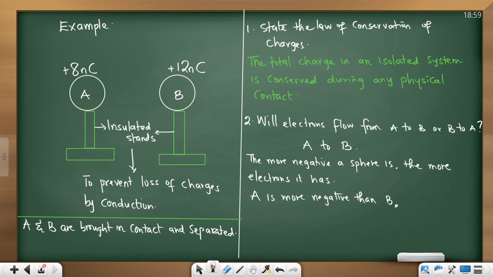I did that on purpose because you are looking at the positive 12. Positive 12 means there are a lot of protons. The more negative a sphere is, the more electrons it has. This is still grade 10. But how do we calculate? All right, can I go to the next slide?